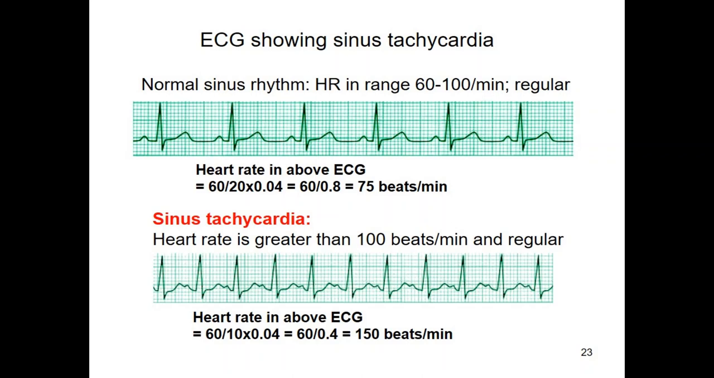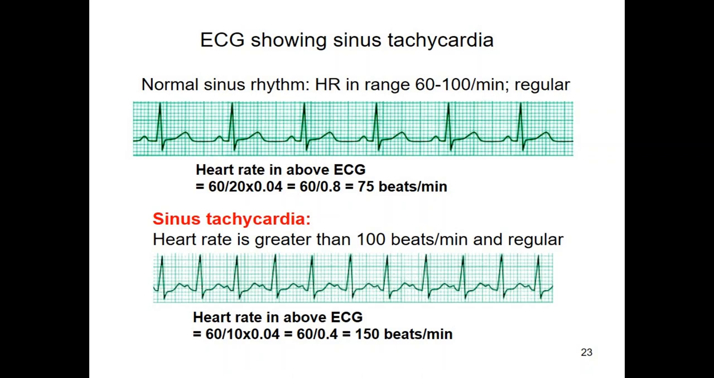Let's see an ECG where the heart rate is more. You can see the waves occurring more frequently in any given time. Cardiac cycle duration is less. It's calculated to be 10 boxes, 10 times 0.04, 0.4 seconds, half of the normal. 60 divided by 0.4 is 150 beats.